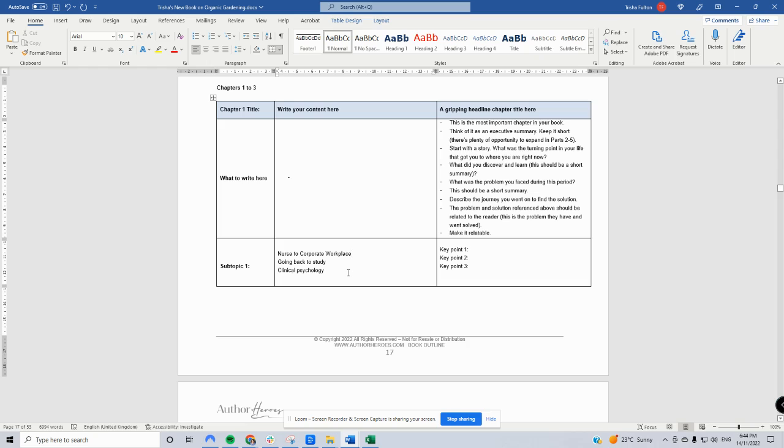The next section is going back to study clinical psychology. Literally just talking and talking out loud to yourself and recording it on your iPhone, and then going to rev.com to transcribe it. You'll get a huge amount of information download, and you can literally start to fill in this book outline and then go, okay, this section goes here, and you'll start to see everything come together really, really nicely. And it's as simple as that.